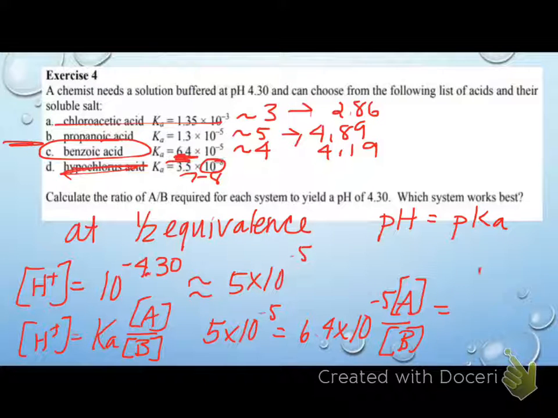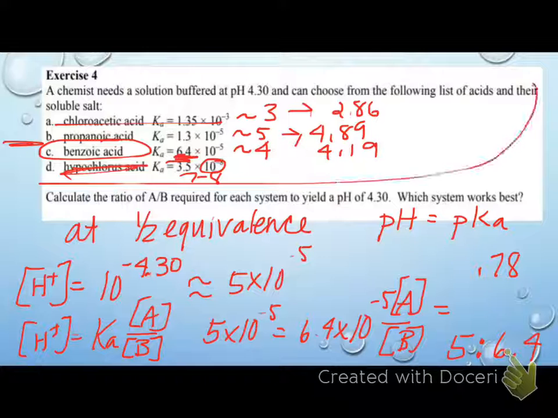So the ratio comes out to 0.78. So it'd be 5 to about 6.4 for a buffer. That'd be your ratio. I wrote that down, just 0.78 ratio, you could do that too. But on a test, especially a multiple choice test, they're more likely to give you this kind of question right here and not make you calculate the ratio.